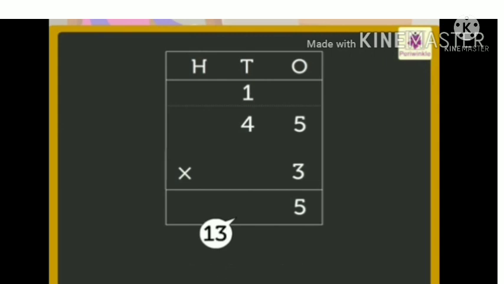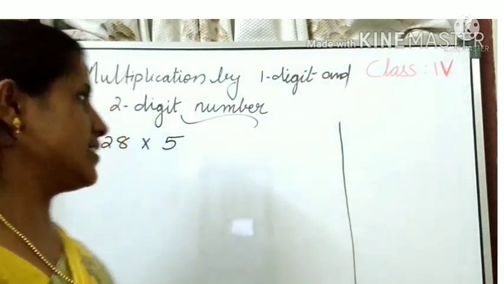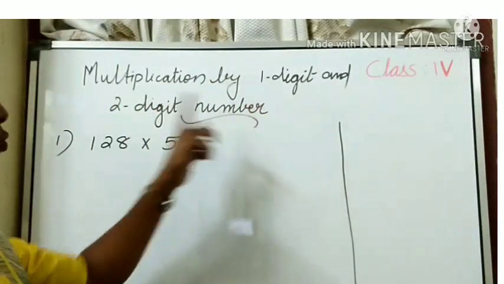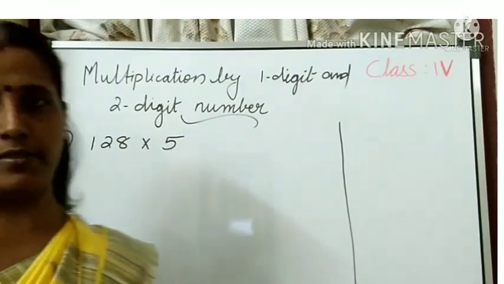Now, regroup 13 tens as 100 plus 3 tens. Write 3 in the tens column. Write 1 in the hundreds column. The answer is 135. Next section is multiplication by 1-digit and 2-digit numbers.